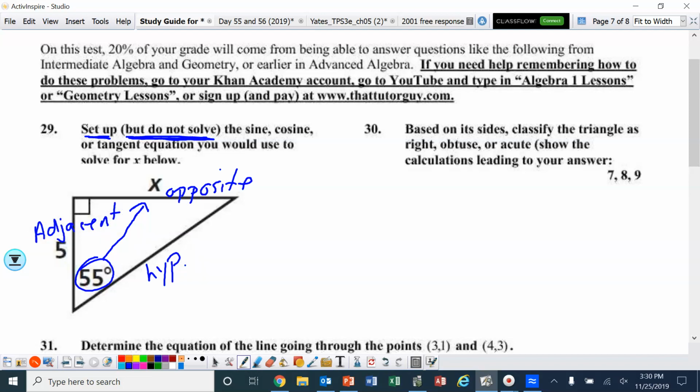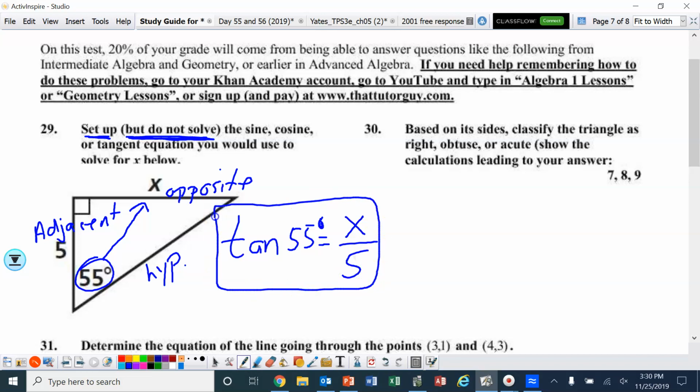Well, what uses opposite and adjacent? That would be tangent. So we say tangent of 55 degrees equals the opposite, which is x, over the 5. Okay, we're not solving it. Okay, I think that's going to be on the next test. So that's it. We're just setting it up, but do not solve.